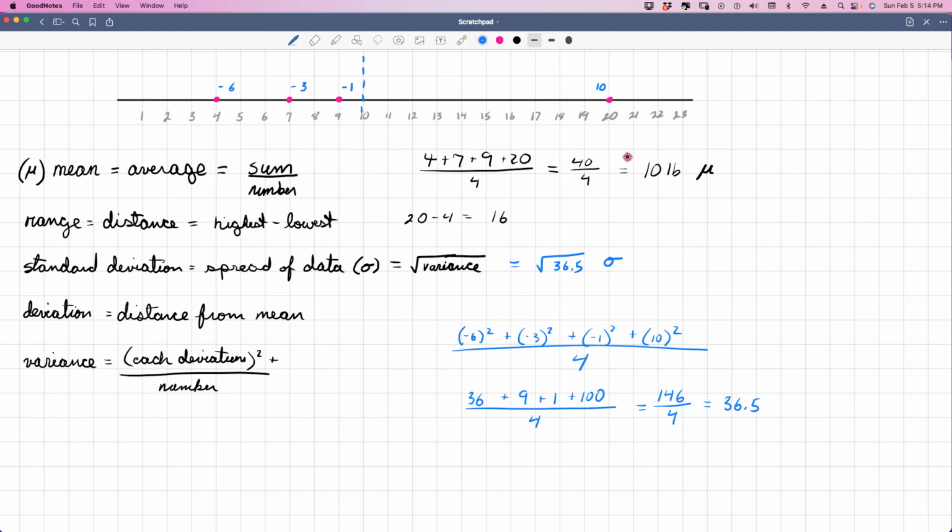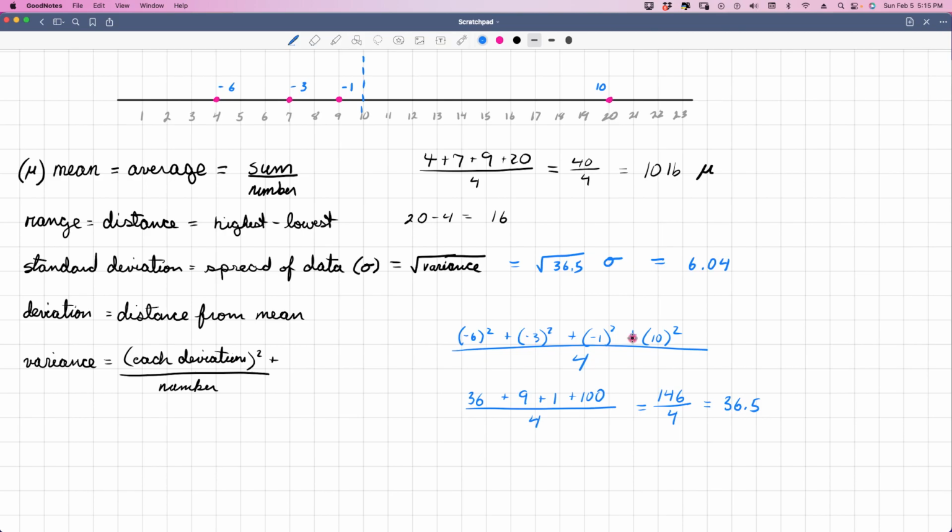And that's going to tell us the spread. And if you put this in your calculator, you find that the square root of 36.5 is equal to 6.04. That would be our standard deviation. And so what that tells us, if we look on our chart, is that we can identify where the majority of our future data is going to come from based on the standard deviation.